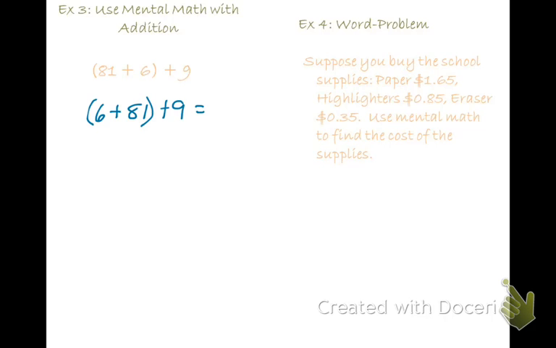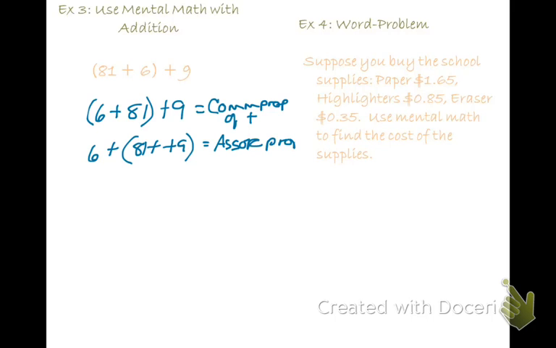So right now I just switched it, so that's the commutative property of addition. And then the two numbers put together that make a round number are 81 and 9, so I'm going to change my parentheses to 81 plus 9. Now, since I switched the parentheses, it's the associative property of addition. And now I can do the math. 81 plus 9 is 90, plus 6 is 96.